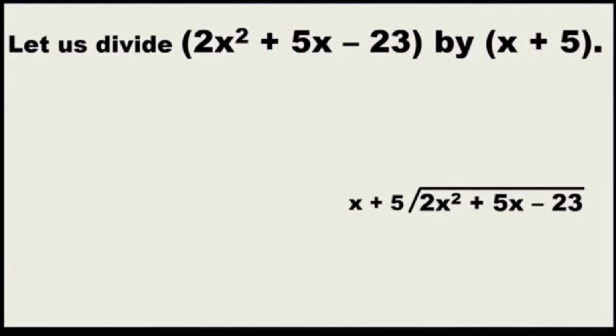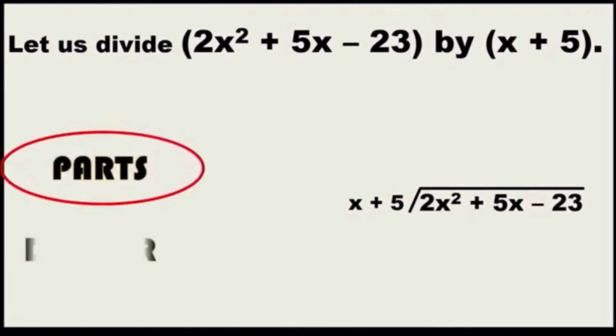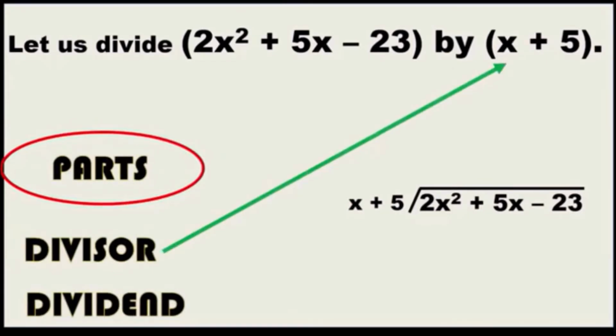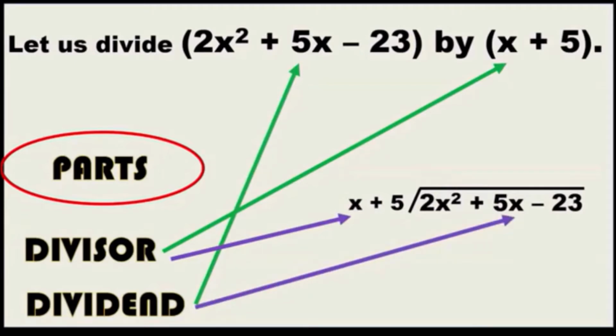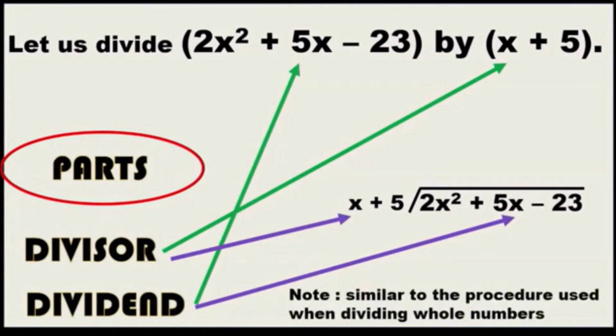So first, let us identify what the parts of the given are. This is very important. Now, for the parts, there are the divisor and the dividend. The divisor in that given is x plus 5. Take note, look at where it is written, outside. Then for the dividend, where is it written? It is inside. Okay? Take note of that. Now, note that dividing polynomials is similar to the procedure used when dividing whole numbers. So what you learned in elementary about how to divide, you can apply that. Okay, now let's have the solution.